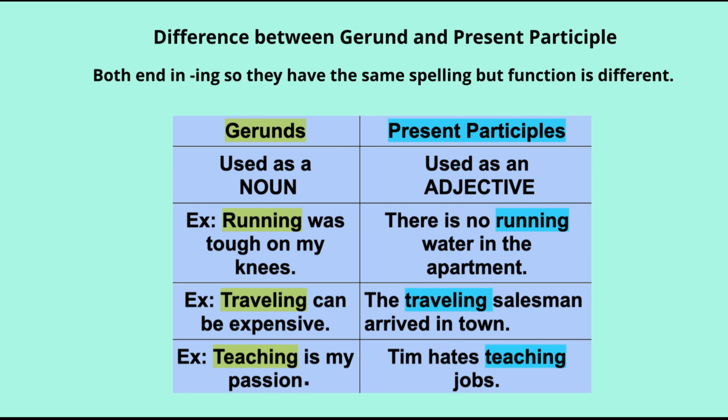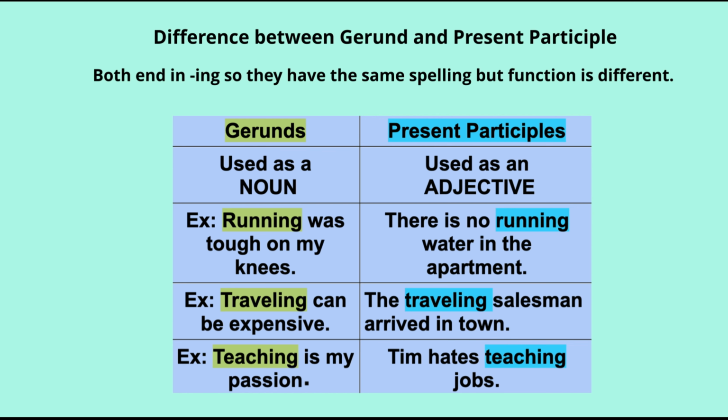The second example: traveling can be expensive. So, traveling is the subject in the sentence. As it is acting as a noun, traveling would be a gerund. In the other example, the traveling salesman arrived in town. So, what kind of salesman? Traveling salesman. So, it is describing the salesman. So, traveling would be the adjective. So, it is the present participle.